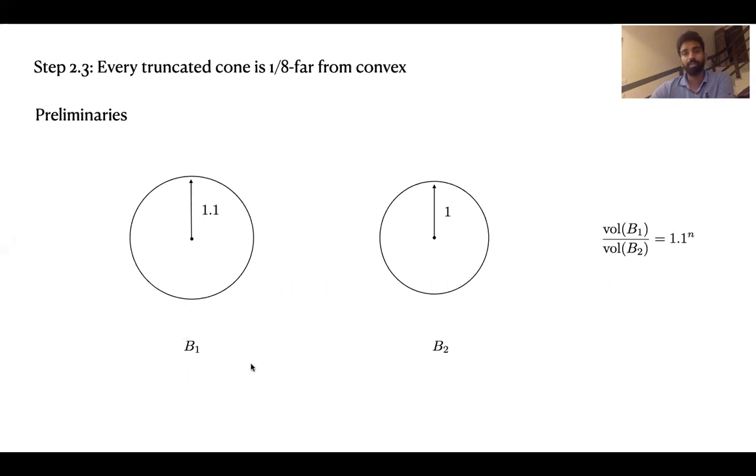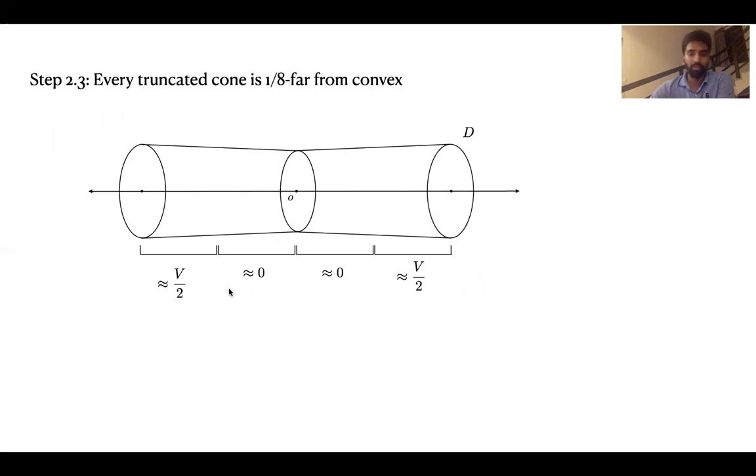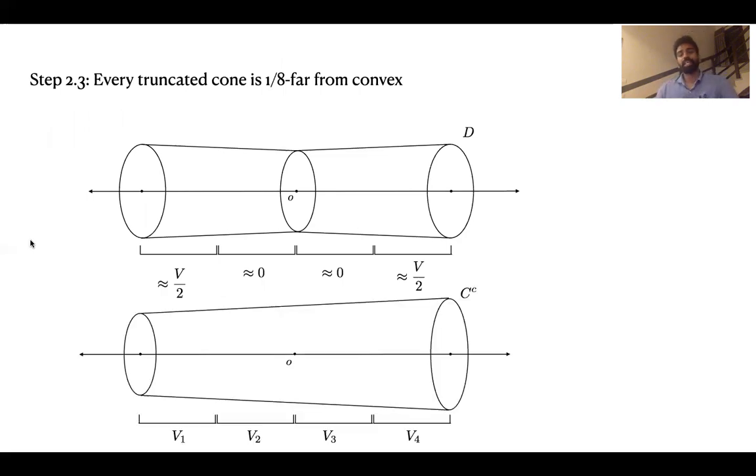Because of this property in higher dimensions, the volume distribution of our body D would look something like this. If you divide this into 4 quarters, half the volume would be in the first quarter and half the volume would be in the last quarter, and the volume in between would essentially be 0. Now, let's take any truncated cone and split it into 4 quarters, similar to what we did with our body D. Because the radius is increasing, we have the volumes in an increasing order, V1 to V4.